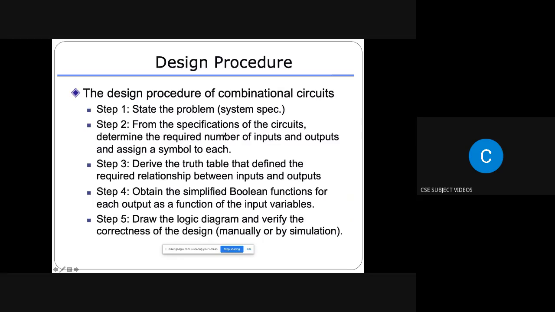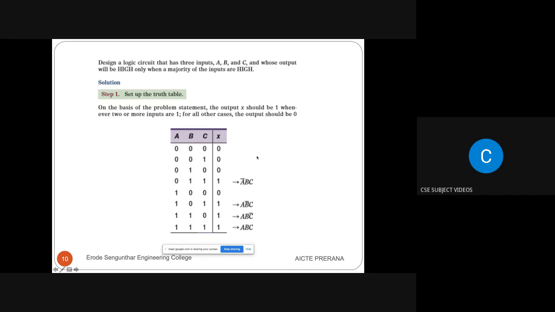So here for the design procedure, the problem statement will be given. From that problem statement, we have to determine the number of inputs and the outputs. With the number of inputs and outputs, we have to derive the truth table, and we have to obtain the Boolean function for the truth table by using a Karnaugh map. We have to draw the circuit diagram. So these are the steps for the design procedure of the combinational circuit.